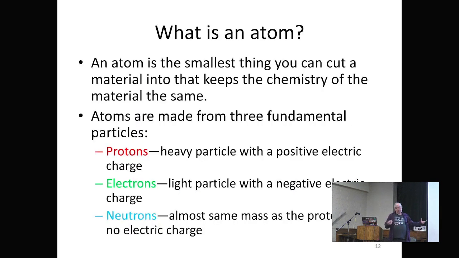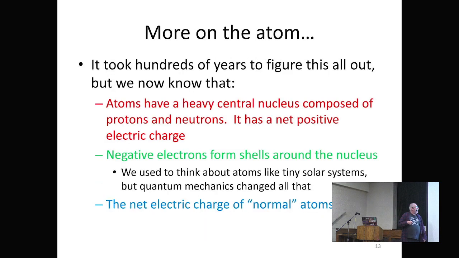So what is an atom? It's the smallest thing that you can cut and keep the chemical properties. If you cut the nucleus, now you've got 2 new elements. So they have different chemistries. And they're made from these 3 fundamental particles. And it took hundreds of years to figure this out.